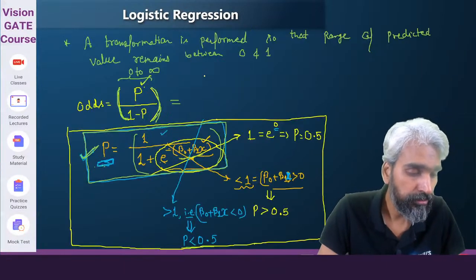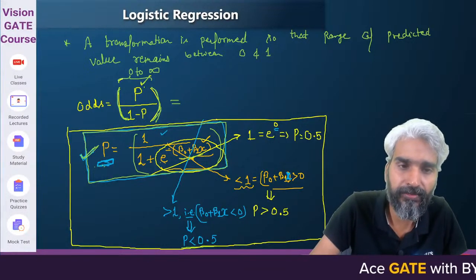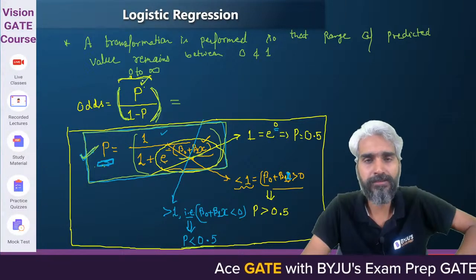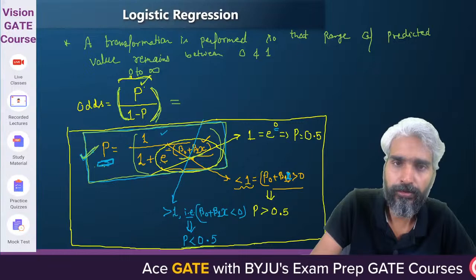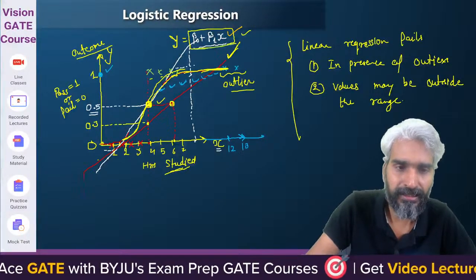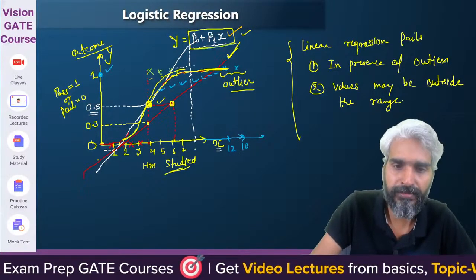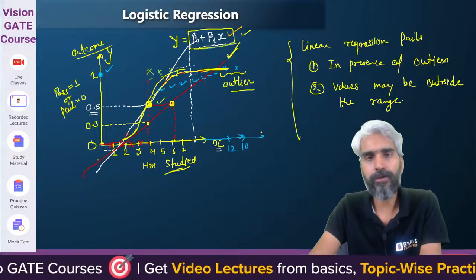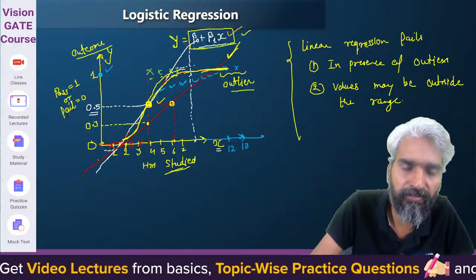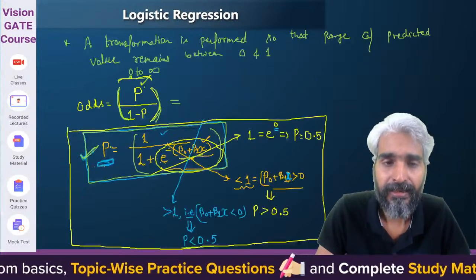Clear? So now let's understand that these are the odds, and the range of the odds will be between 0 to infinity. Now look at this line. The values of x are from 0 to infinity, and apart from that, we don't want this value of y to be less than 0.